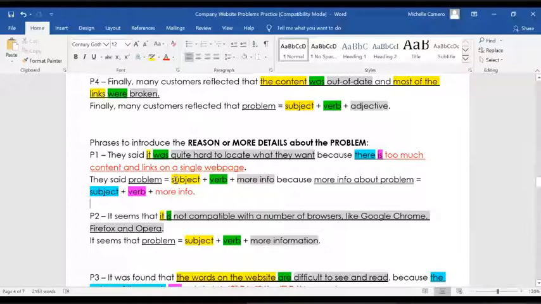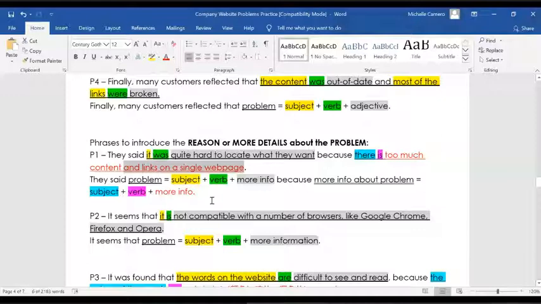So I know this might be a little bit long and colorful and maybe too much because you've got subject, verb, more information, and you've got subject, verb, more information. So the first piece is about the problem. And then now because you have the word because, you're going to need a subject and verb again. That's why you have another subject and verb here. So it is the subject, was is the verb, and we have more information, which is quite hard to locate what they want. Because, and now you're giving a reason. All right, and that is, the reason is there is our subject, is our verb, and then more information is content and links on a single web page, or too much content and links on a single web page. All right, so that's one way.